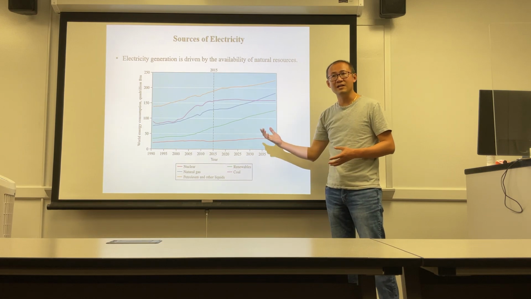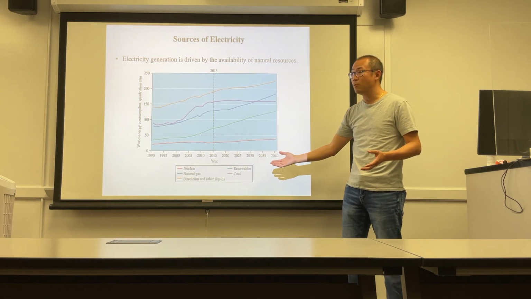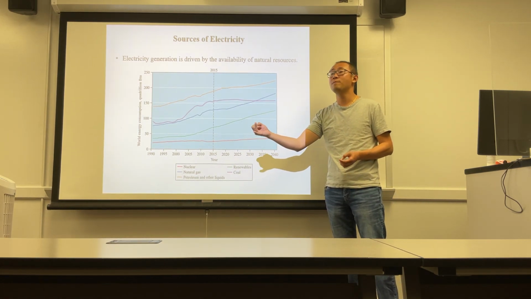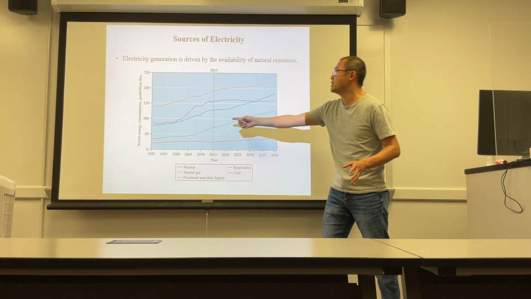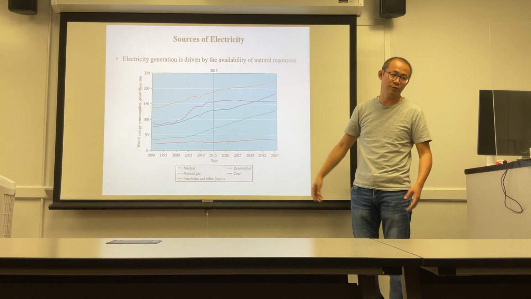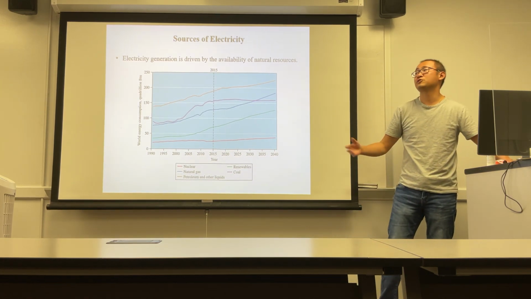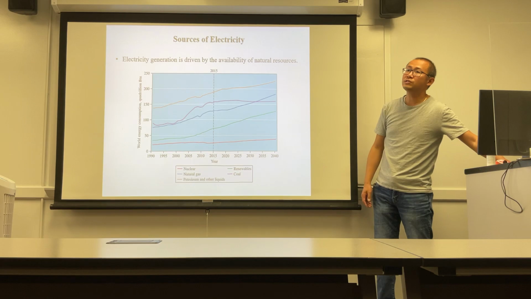And of course the green line shows renewable. What is renewable? Wind power, solar power, and hydropower. These renewable sources are actually increasing very fast compared to all of the other three types. Okay, so that's the trend for sources of electricity.